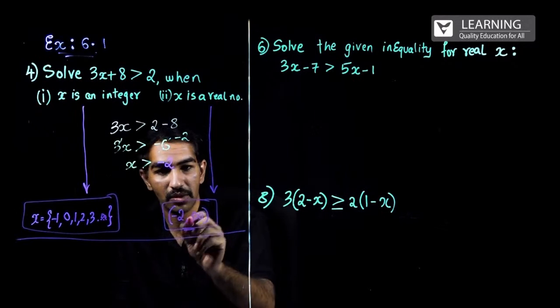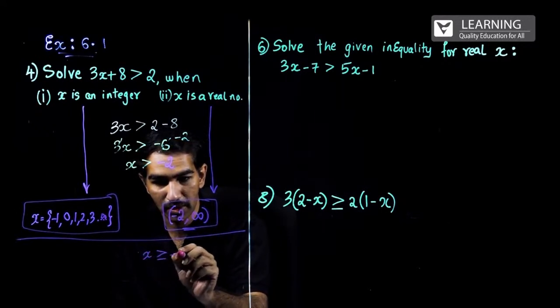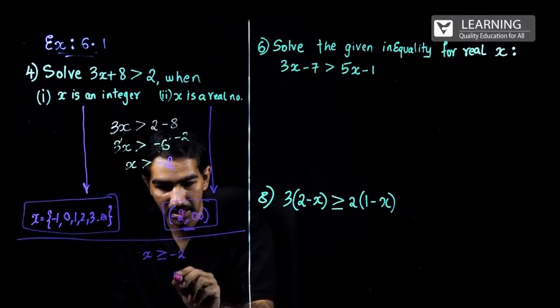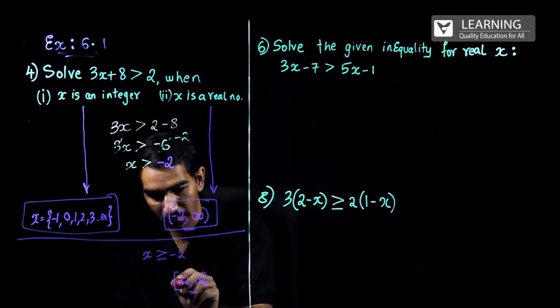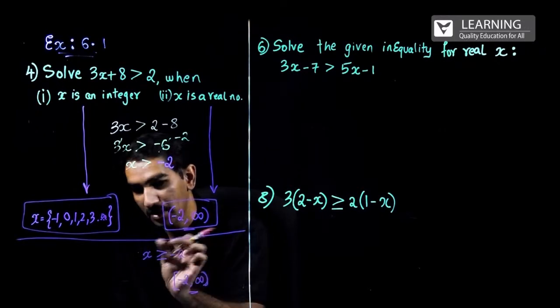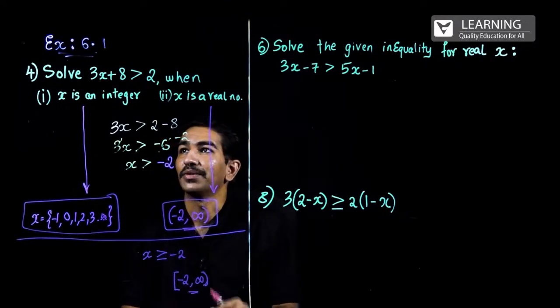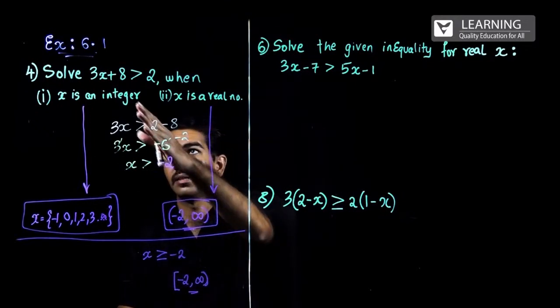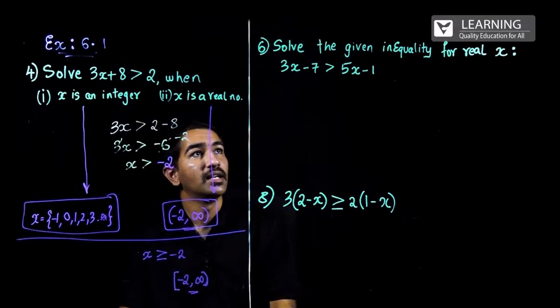Alright. So now, for example, if you have x greater than or equal to minus 2, then this must be written as square bracket minus 2 comma infinity. Curved bracket here, square bracket here. Why are we putting square bracket? Because there is an equal to sign, means we are also including minus 2 in our set of values of x. Alright. So this is exercise 6.1, question number 4. Moving on to the next one.